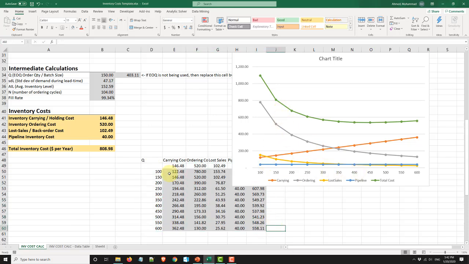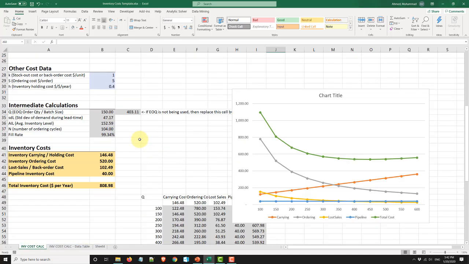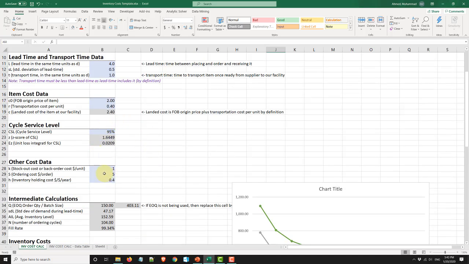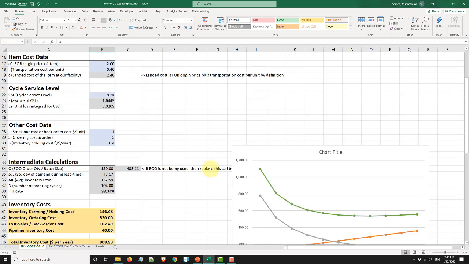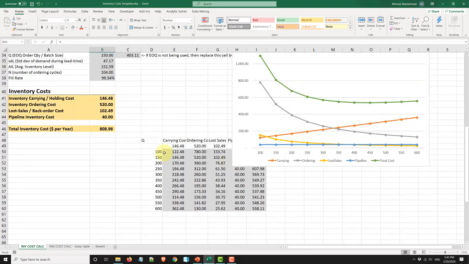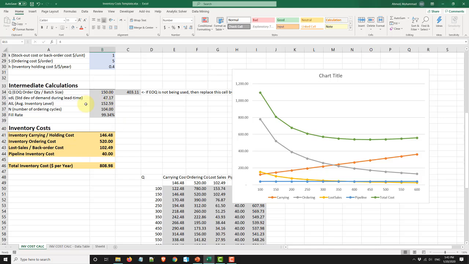This is a very powerful tool because you can make charts to show how your inventory costs change as your transportation rates change, as your lead times change. For different lead times you can do this. So this is a very powerful way to investigate how your costs move.